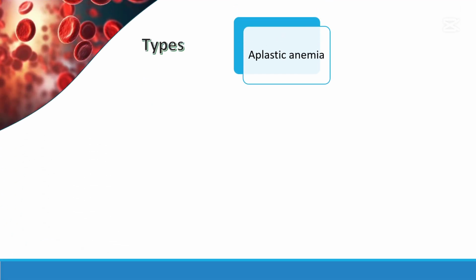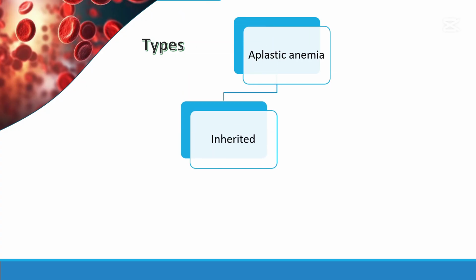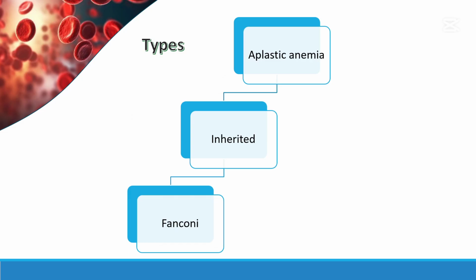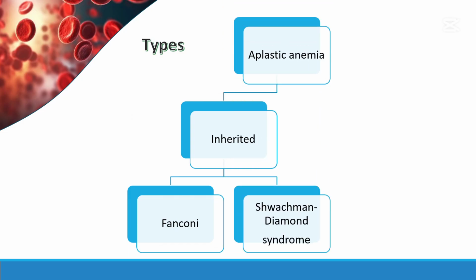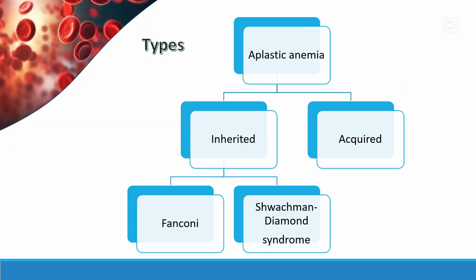There are two main types of aplastic anemia, inherited and acquired. The inherited forms include Fanconi anemia and Shwachman-Diamond syndrome. The acquired aplastic anemia develops later in life due to external factors, and it's the most commonly seen type of aplastic anemia.